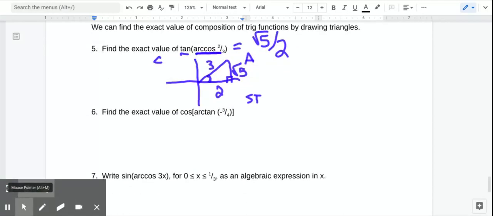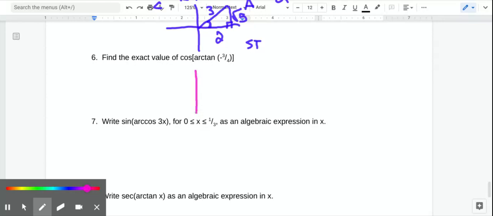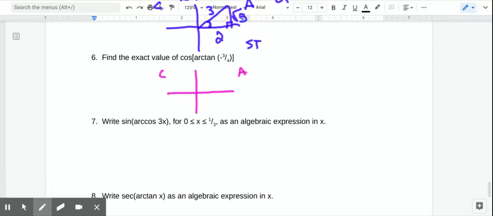All right, let's try another one like this. We want to find the exact value of the cosine of the arctangent of -3/4. So we're going to draw this, and we're thinking about CAST. We're starting with arctangent of -3/4. It's an inverse function, and it's negative and it's tangent, so we have to draw this in the fourth quadrant. The opposite is -3, the adjacent is 4, and our hypotenuse is going to be 5, and you can use the Pythagorean theorem.